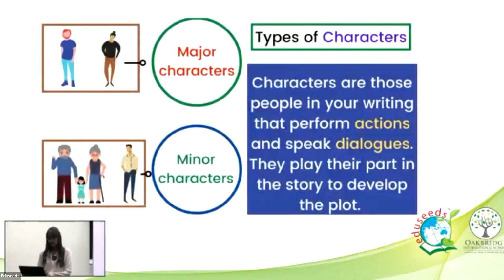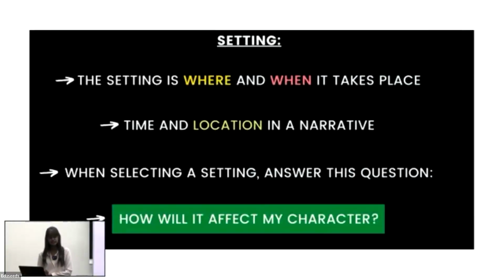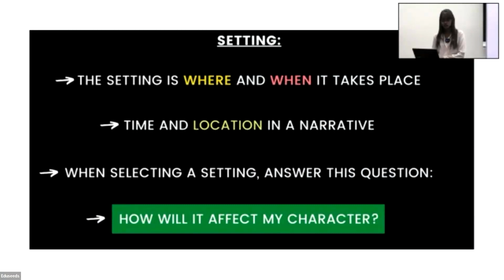So like I said, for characters, we have 2 types. We have major characters, we have minor characters. These characters are very important in your narrative essay. You must have characters, because they perform the action and they are the ones who give the dialogue. Setting, like I said, is where the whole story takes place and when it takes place. The time and location.